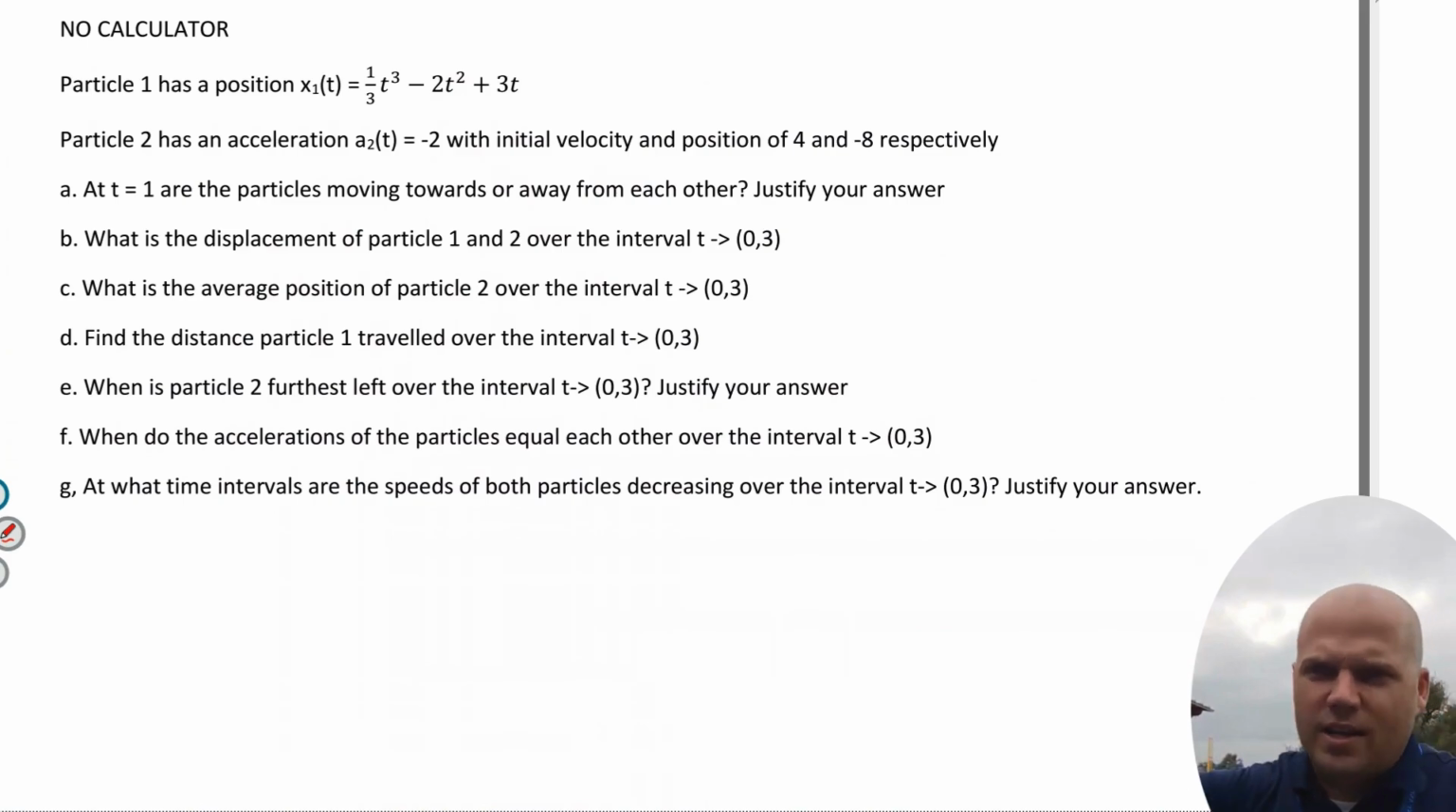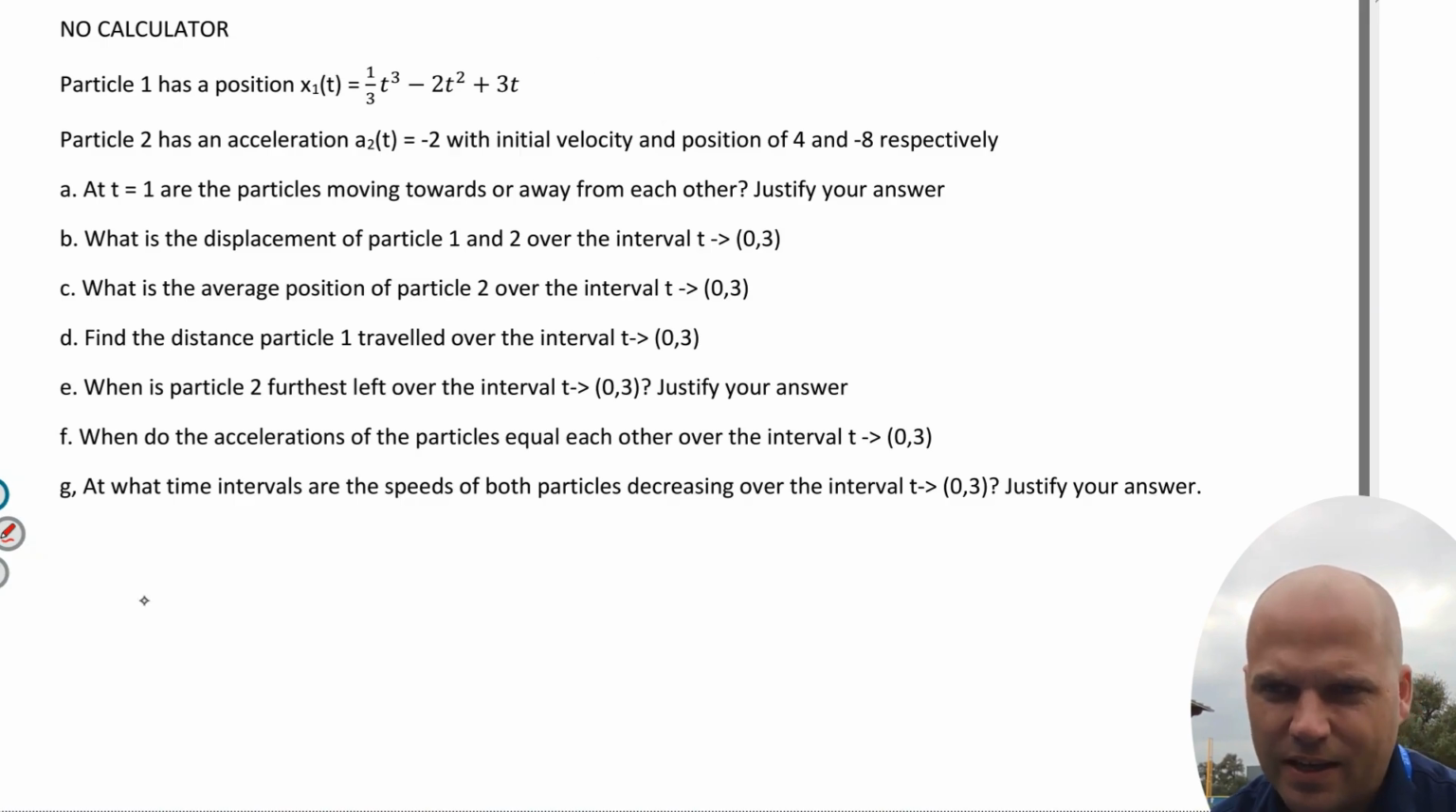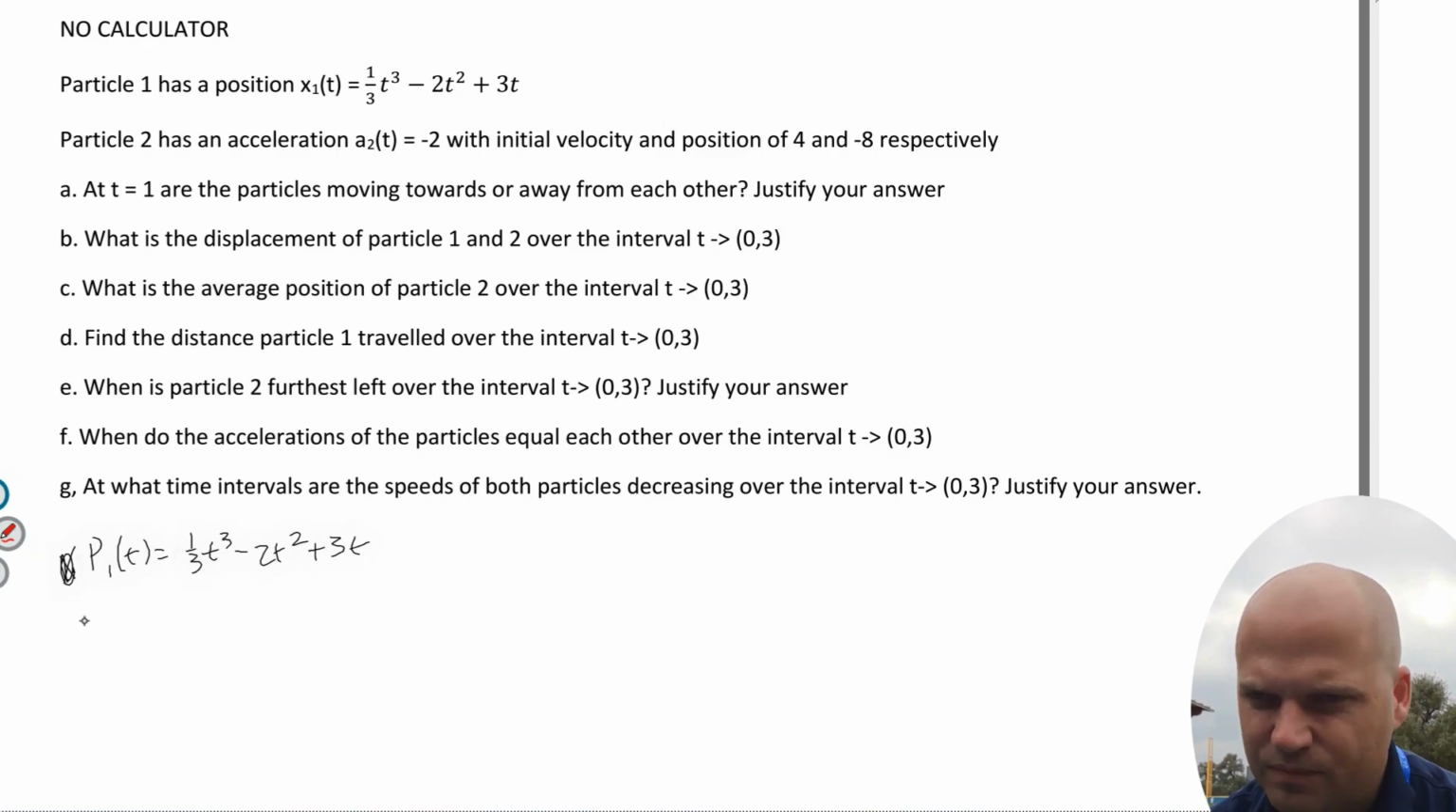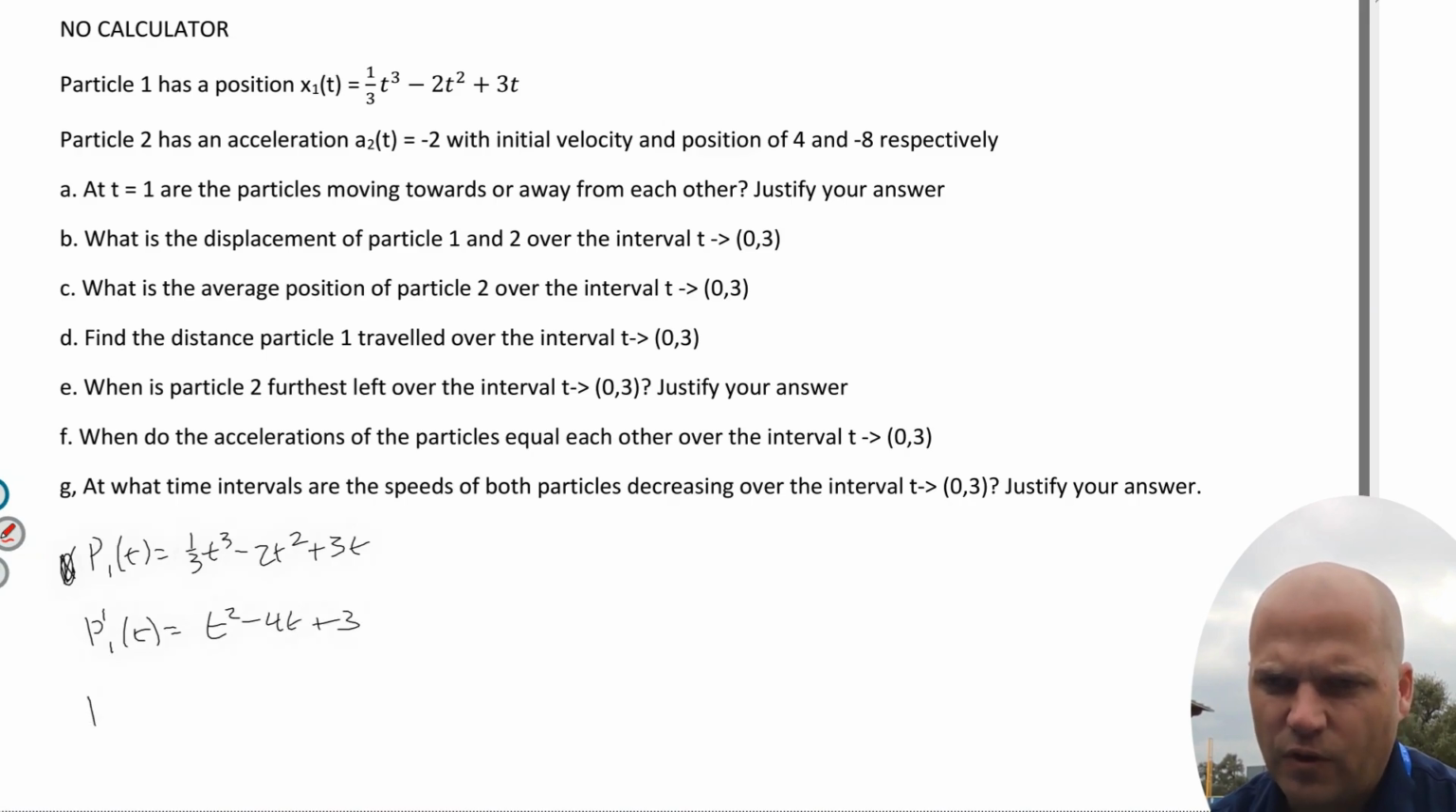All right. Particle 1 has a position. Particle 2 has an acceleration. At t equals 1, are the particles moving towards or away from each other? Well, guess what, guys? We gotta do some work. This is literally your test question. It's just gonna be like this, I promise you. So if you're doing any question to prepare, you're doing this.